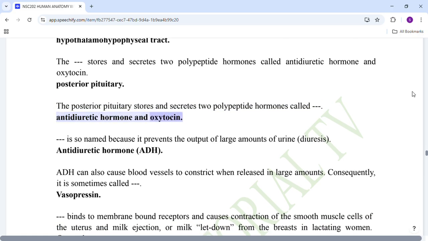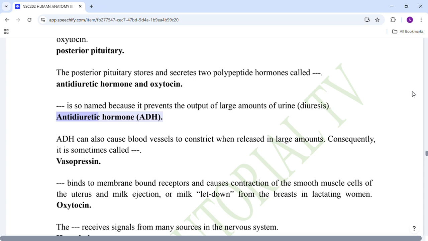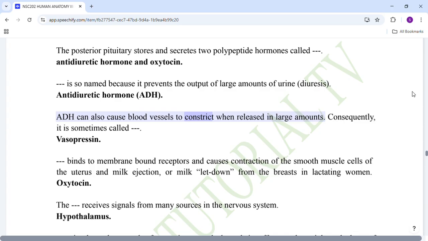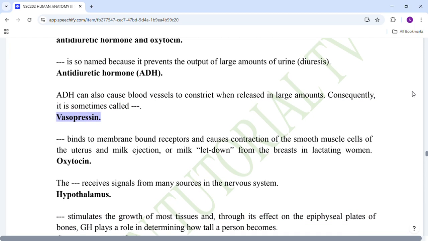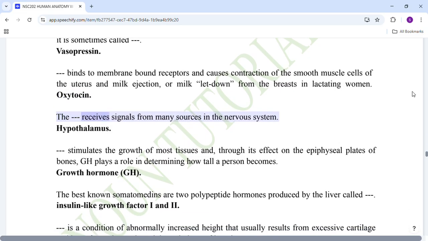Antidiuretic hormone, ADH, is so named because it prevents the output of large amounts of urine, diuresis. ADH can also cause blood vessels to constrict when released in large amounts. Consequently, it is sometimes called vasopressin. Oxytocin binds to membrane-bound receptors and causes contraction of the smooth muscle cells of the uterus and milk ejection, or milk let down from the breasts in lactating women.